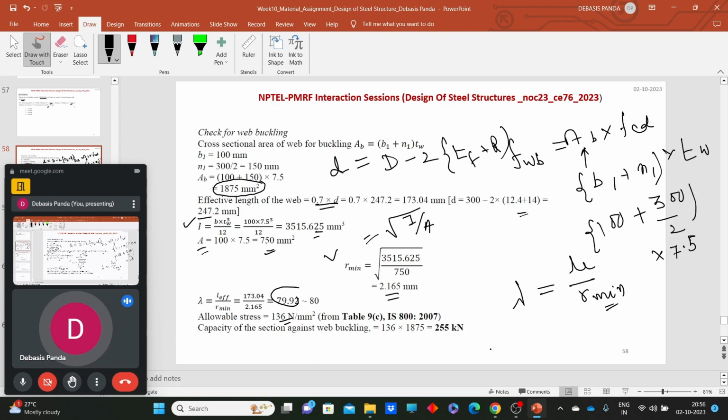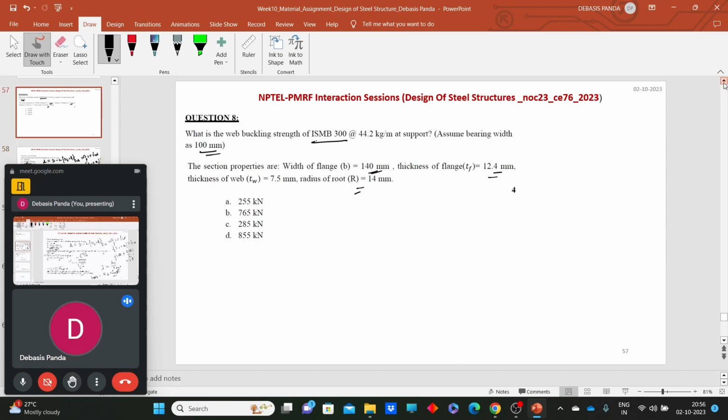Now we can calculate the web buckling strength. FWB is nothing but AB value we have calculated, like 1857, multiplied by the value of FCD. So the value comes as 255 kilonewton. So 255 kilonewton will be the right answer.